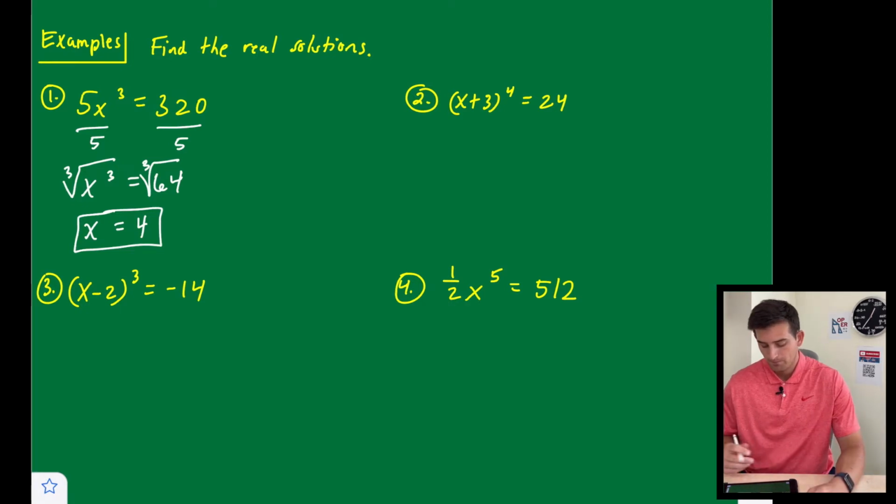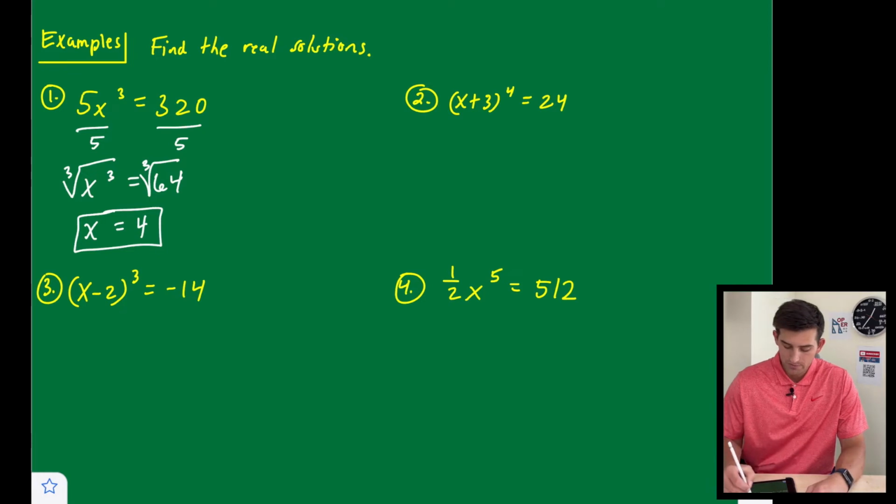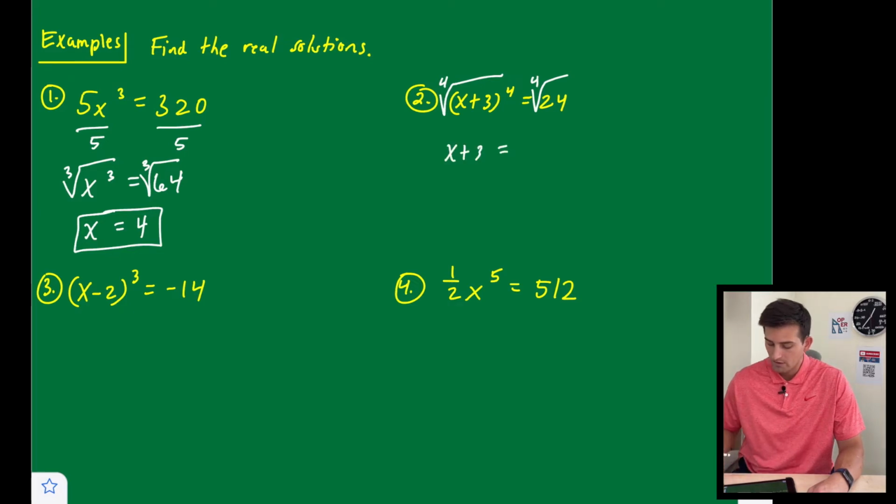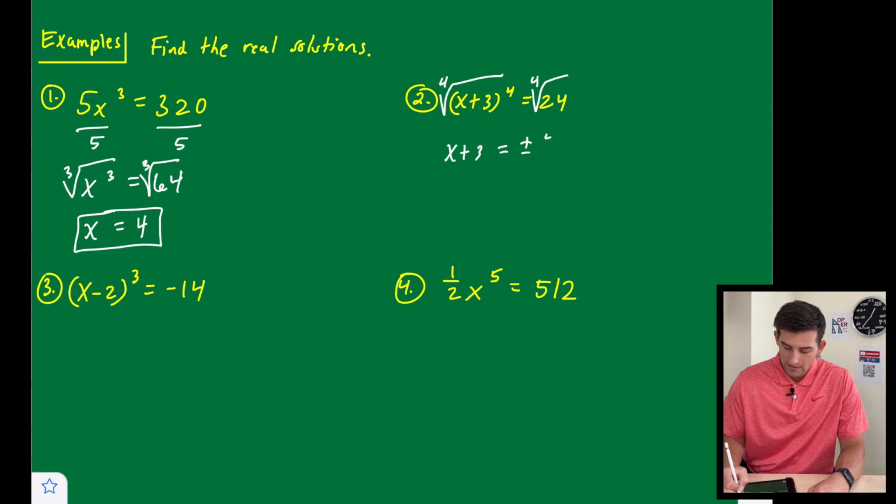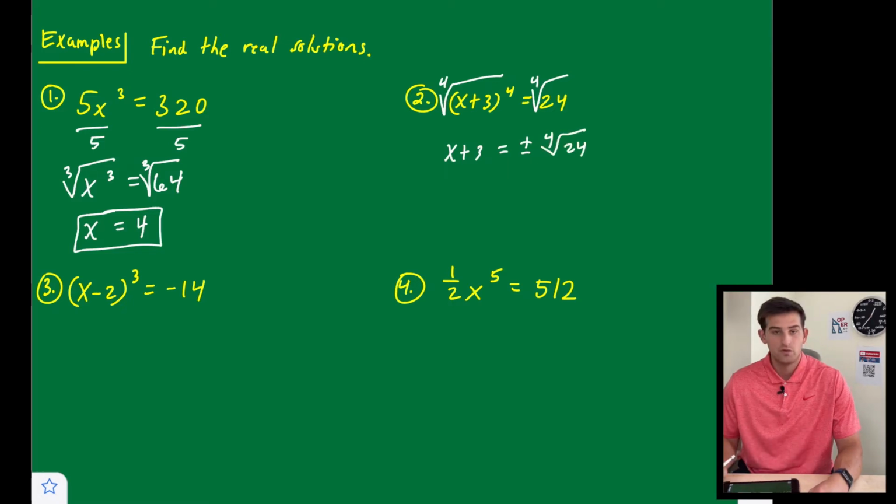All right, number 2. We have a quantity being raised to the 4th power here. x plus 3, quantity to the 4th power, is equal to 24. Unlike number 1, we're going to undo the raising to the 4th power first. So we take the 4th root of both sides, and that leaves me with just x plus 3. Since the 4th root is an even root, I need to take the positive and the negative value of the 4th root of 24.